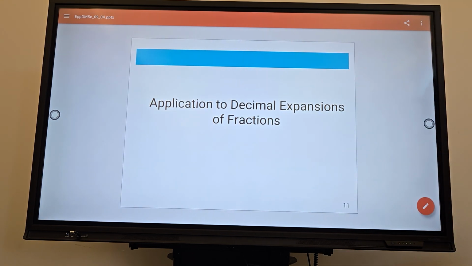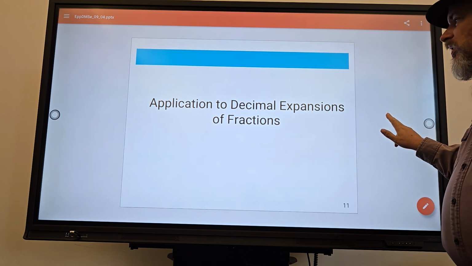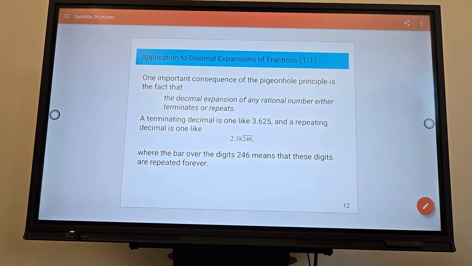Application to decimal expansions of fractions. This is a use for the pigeonhole principle. One important consequence of the pigeonhole principle is the fact that the decimal expansion of any rational number either terminates or it repeats. A terminating decimal is one like 3.625, and a repeating decimal is one like 2.38246 with a bar over the 2, 4, and 6, where the bar over the digits means that these digits are repeated forever.